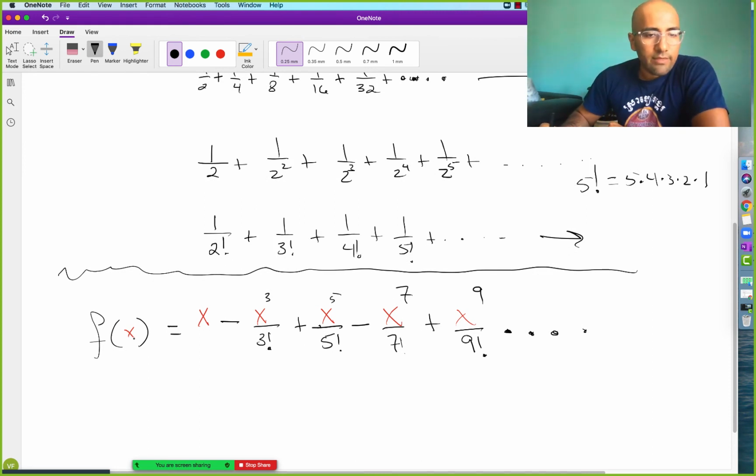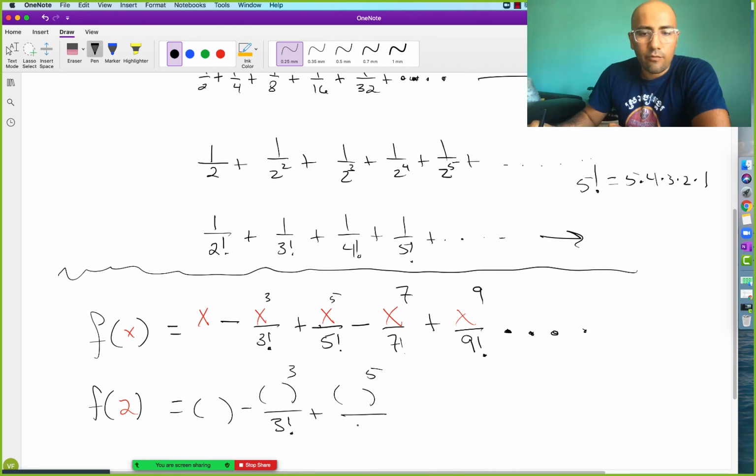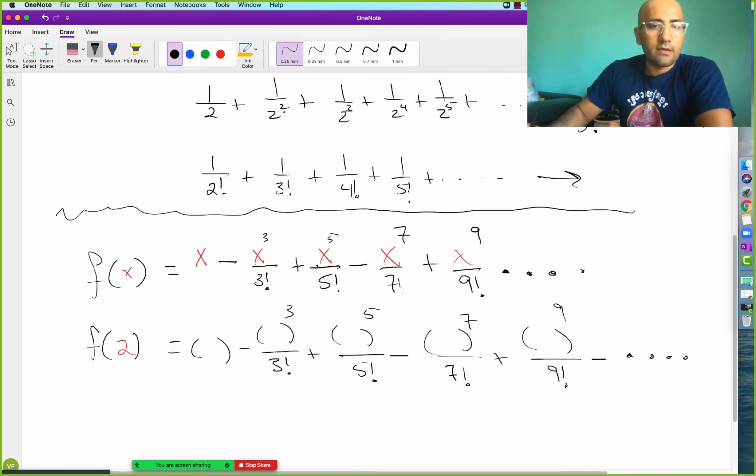So, for example, if that x value was, let's do the number 2. Let's say that value was 2. Then we would replace all those x values with a 2, and we'd have this minus this cubed over 3 factorial plus this to the 5th power over 5 factorial minus this to the 7th power over 7 factorial plus this to the 9th power over 9 factorial. So we see the pattern, and then it keeps going forever. And in this case, we have a 2 that we're replacing right in there.